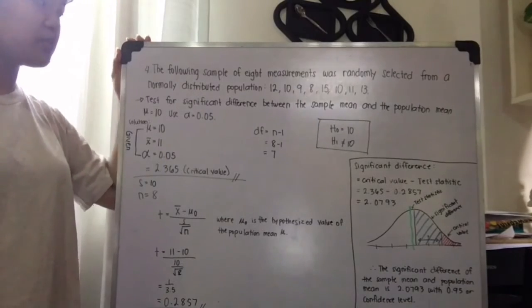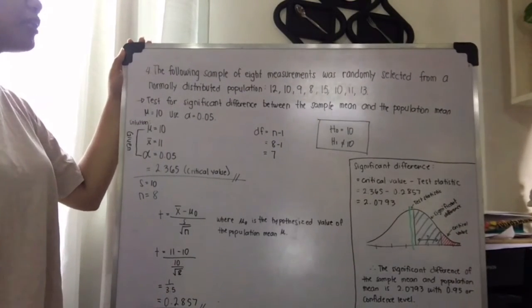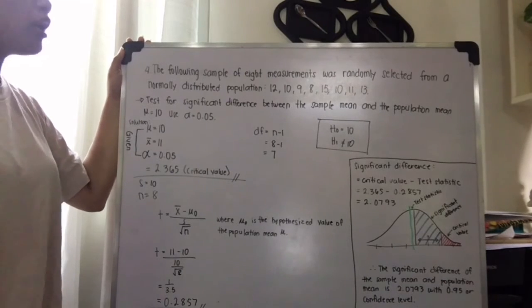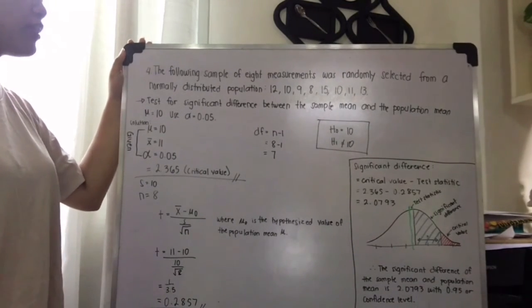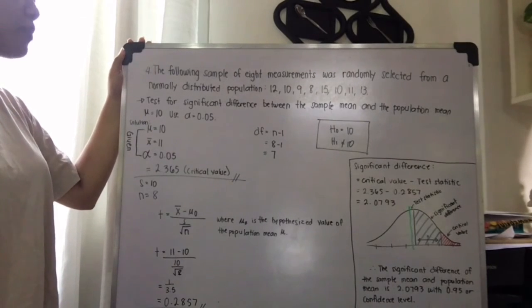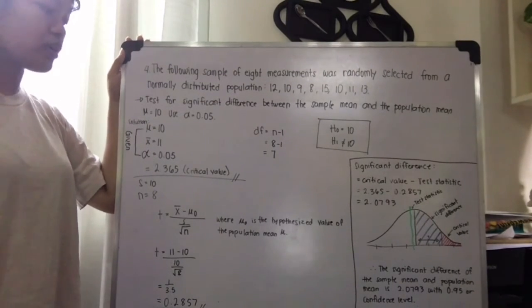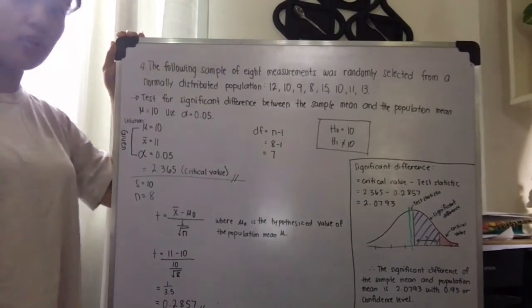Here we have word problem number 4. The following sample of 8 measurements was randomly selected from a normally distributed population, which are 12, 10, 9, 8, 15, 10, 11, and 13. Test for the significant difference between the sample mean and the population mean. The given values are the following. Here we have the population mean of 10 and the significance level of 0.05.